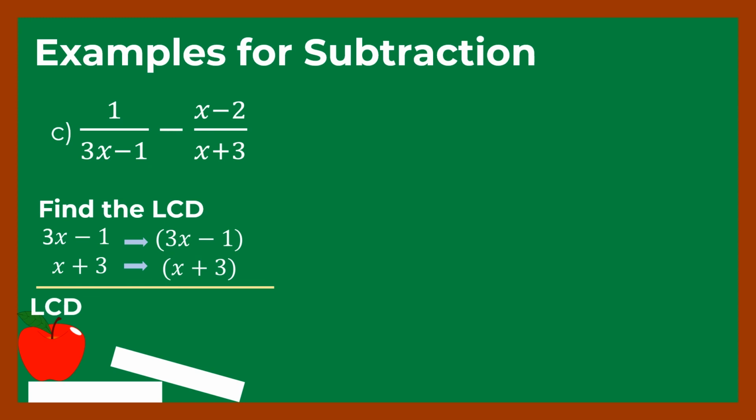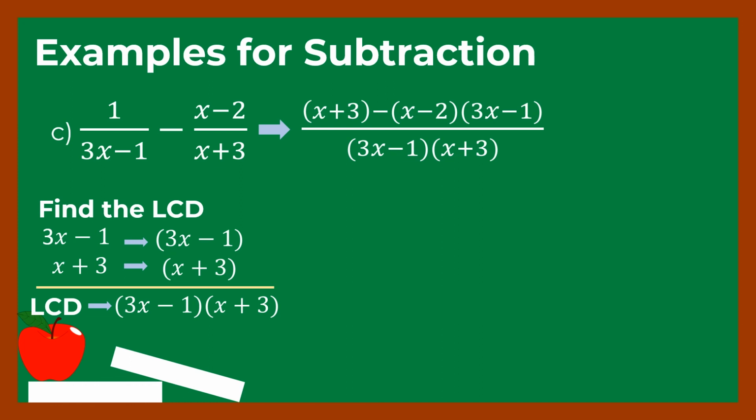So, yung LCD nila is yung product lang ng dalawa. So, we will copy the two factors. So, yung LCD nila is 3x minus 1 times the quantity of x plus 3. Since meron na tayong LCD, we can solve for the new numerators, and yung expression natin ay magiging ganito na. X plus 3 minus the quantity of x minus 2 times the quantity of 3x minus 1 all over the LCD 3x minus 1 times the quantity of x plus 3.